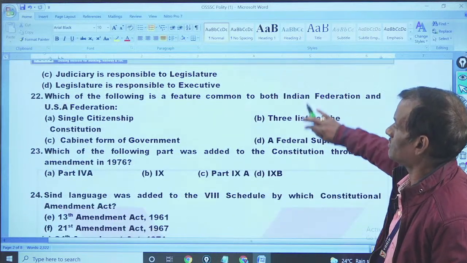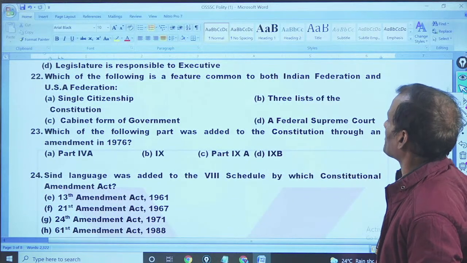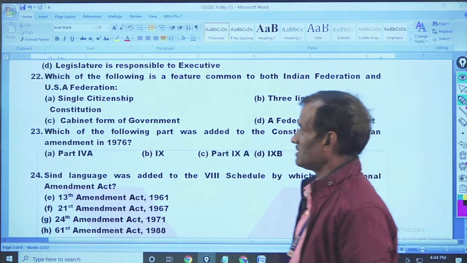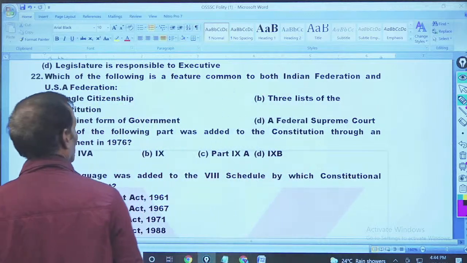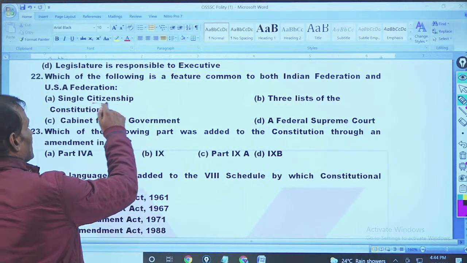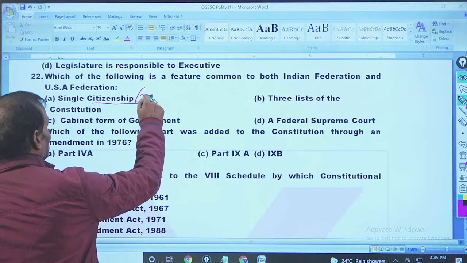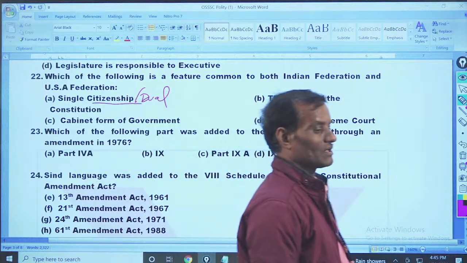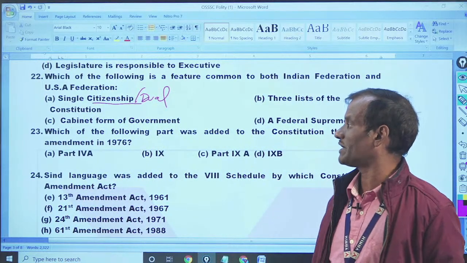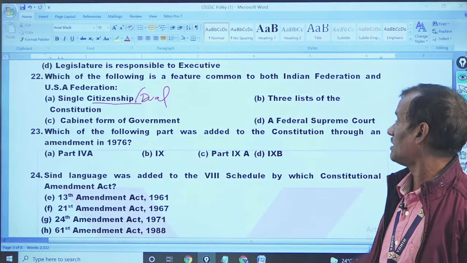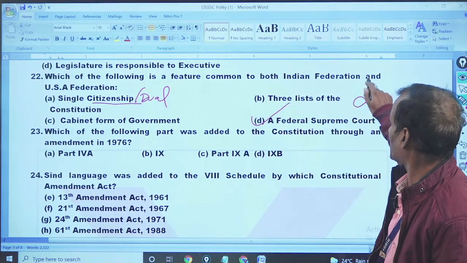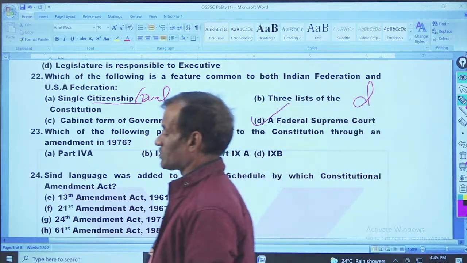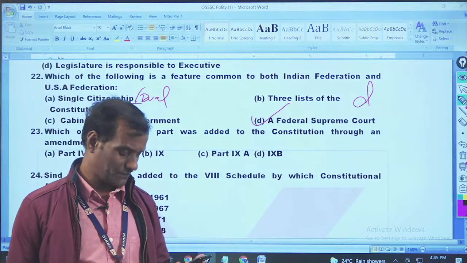Next, 22. Which of the following is a feature common to both Indian Federation and USA Federation? Single citizenship is not a common feature because America doesn't have single citizenship, America has dual citizenship. A list of the constitution is not an American feature, and the cabinet form of government is not there in America. A federal Supreme Court is there in America, so also it exists in India. Hence question number 22, answer is D.